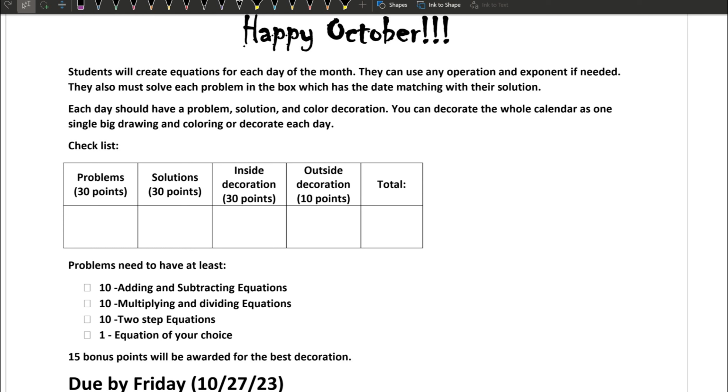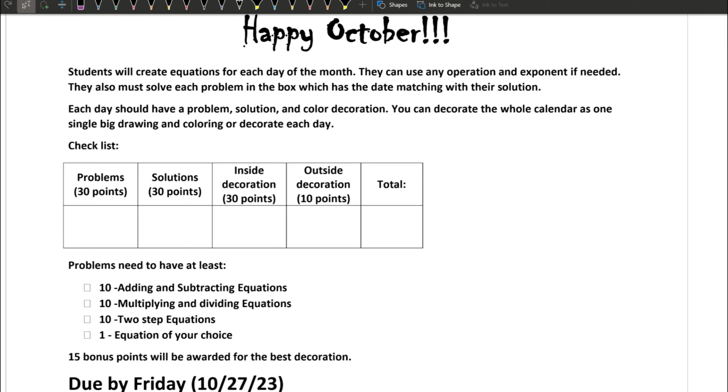So to sum up, basically you're going to create equations whose answers match each day of the month. Then you will write that equation on the calendar with the solution matching the date. Then you can color each box, or you can decorate the whole calendar as one single big picture with all the coloring, or you can decorate each box separately.